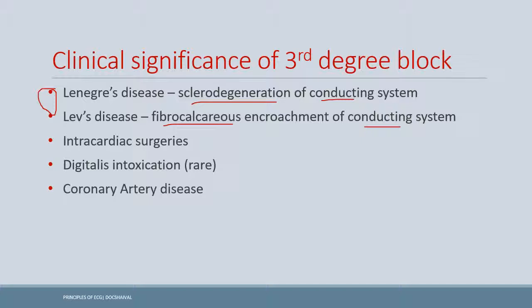Now, the intracardiac surgeries also cause the third degree block, and of course, the digitalis intoxication is there, but it is rare. The digitalis intoxication would rarely cause a third degree block, but readily cause a second or first degree AV block. Okay, and yes, of course, the coronary artery disease, or even in case of the acute MI, if there is a damage to the post bundle of His or the Purkinje fibers, that may appear like a third degree AV block.